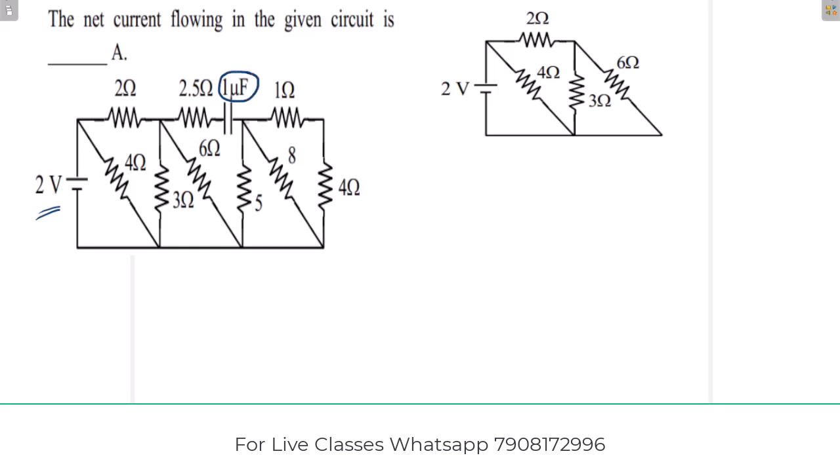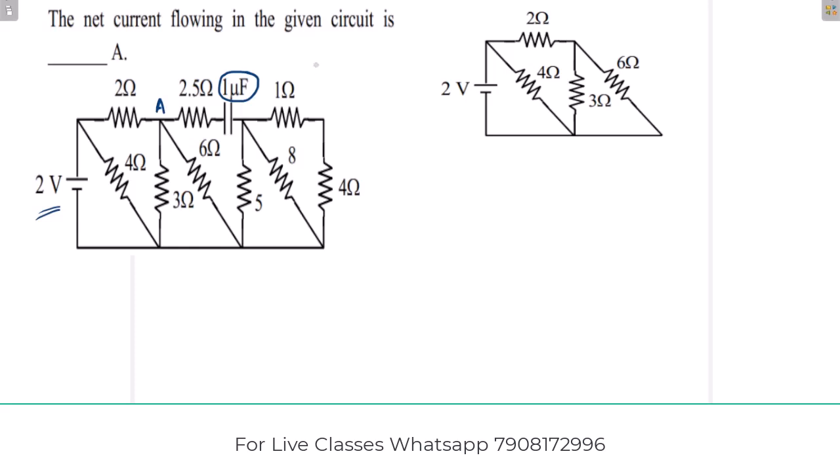Now we know that the capacitor allows only AC current, but it blocks DC current. So the current will not flow through this branch, that is, through the 2.5 ohms. So from A the current will not go to the 2.5 ohm, because this 1 microfarad capacitor blocks the DC current. Basically it cuts the circuit from here for DC.